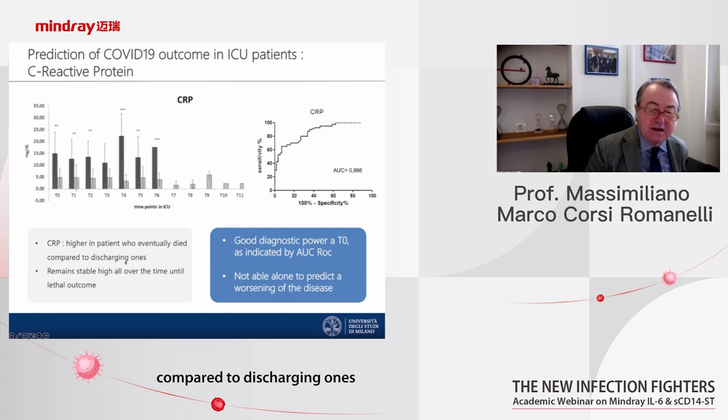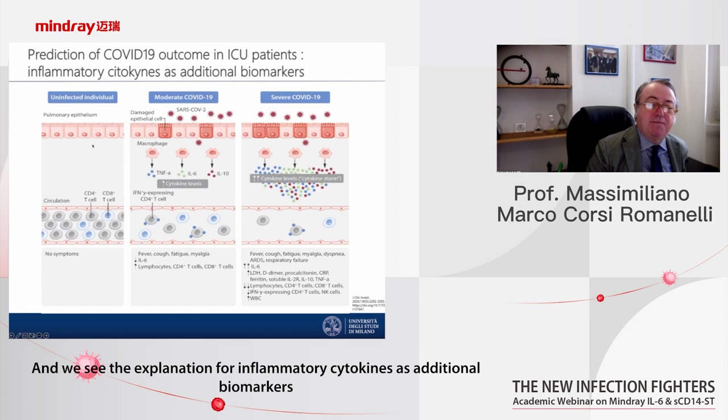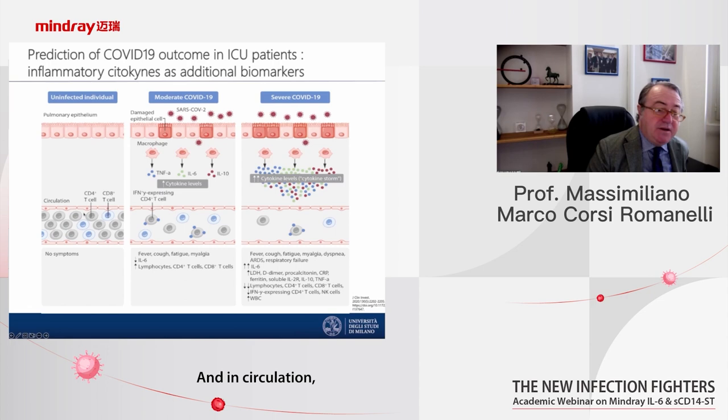The others remain stable all over the time until the later outcome. CRP has a good diagnostic power at T0, as indicated by a ROC curve of 0.866, but is not able alone to predict the worsening of the disease. And this is an explanation: inflammatory cytokines are an additional biomarker. In an infected individual with no symptoms, in the circulation, we see CD4 positive and CD8 positive.